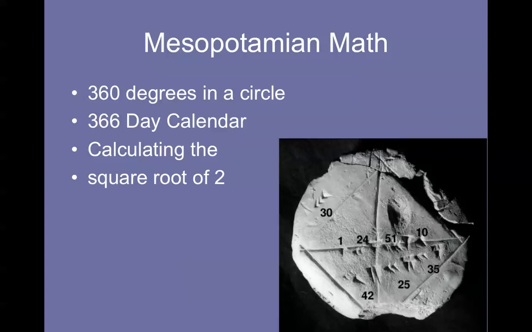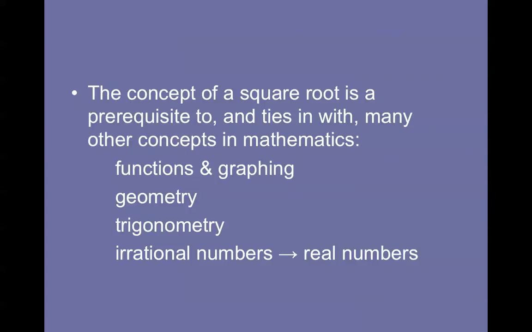So what times what equals 2, and they're calculating the square root out to 6 decimal points. So this is a very impressive approach at abstract math. Yeah? So why important? The concept of a square root is a prerequisite to and ties in with many other concepts in mathematics: functions, graphing, geometry, trigonometry, irrational numbers, going towards real numbers.